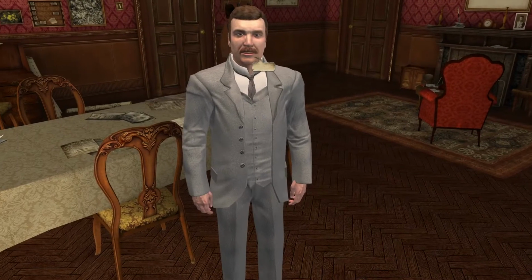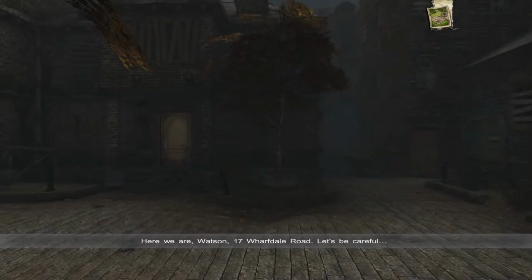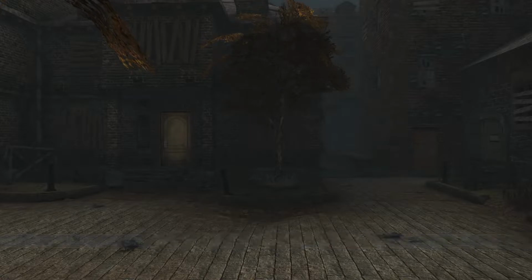Wharfdale Road, it's right over there. Yes, I have, Holmes. Here we are, Watson, 17 Wharfdale Road. Let's be careful. You think so, Holmes? This house seems to be abandoned.